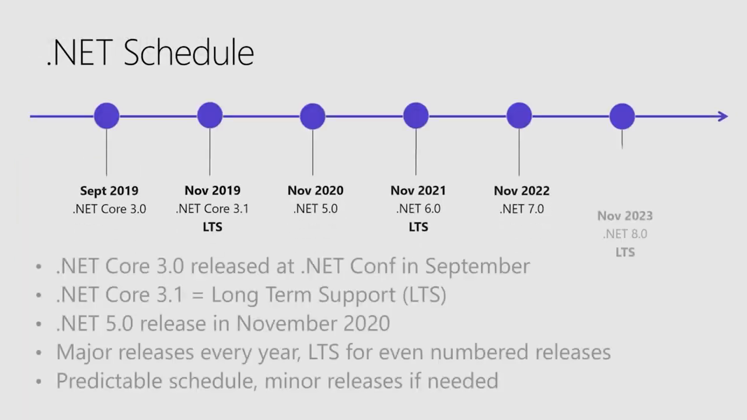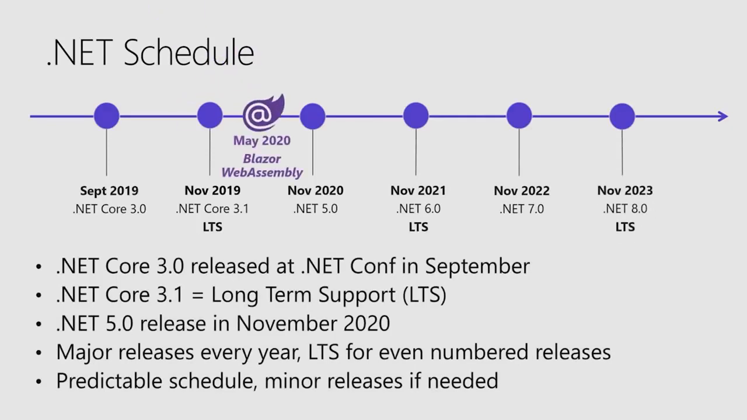All right, here's the schedule for .NET going forward. We shipped .NET Core 3.0 in September and then updated it in .NET Core 3.1 last month in November, on November 33rd, I guess. .NET 5 is then scheduled to ship in November of this year, and we expect to have a major .NET release every year thereafter, with even-numbered releases being LTS releases.